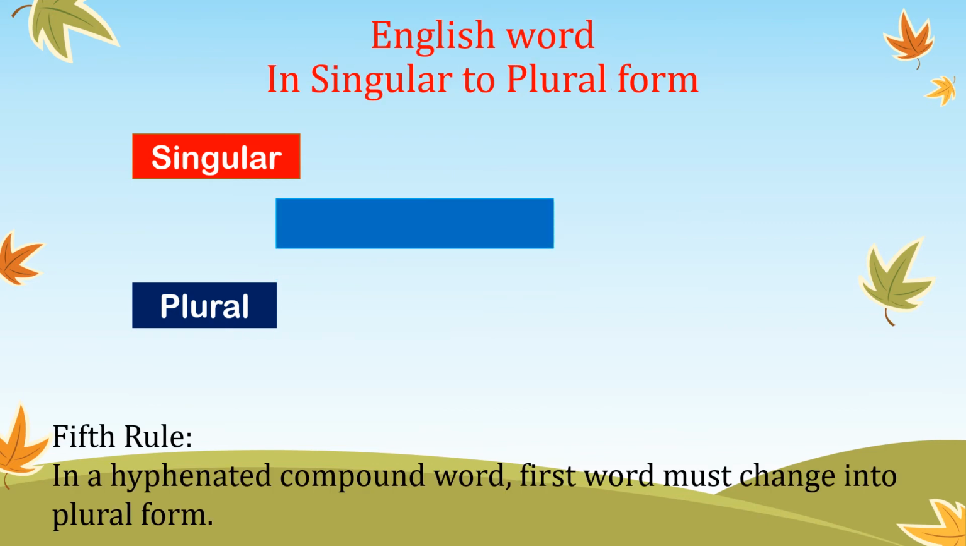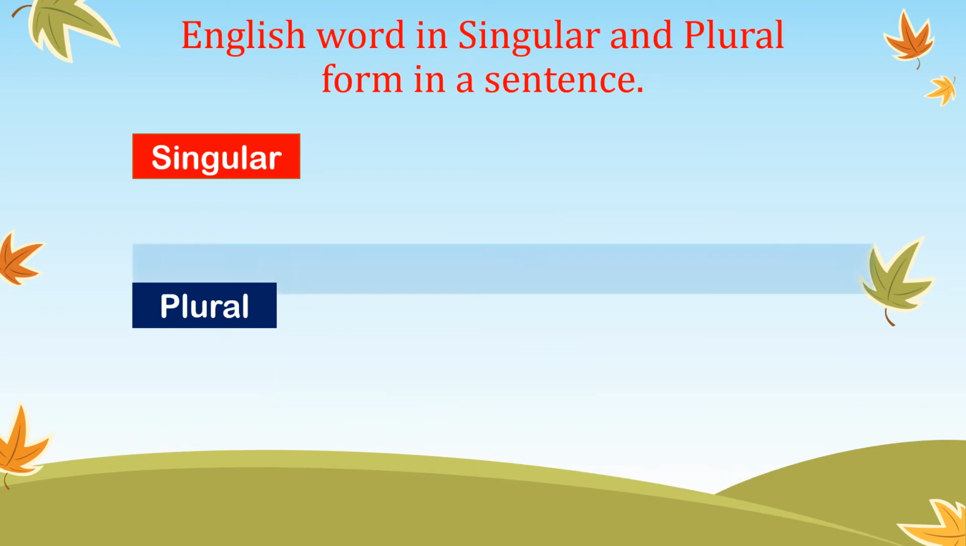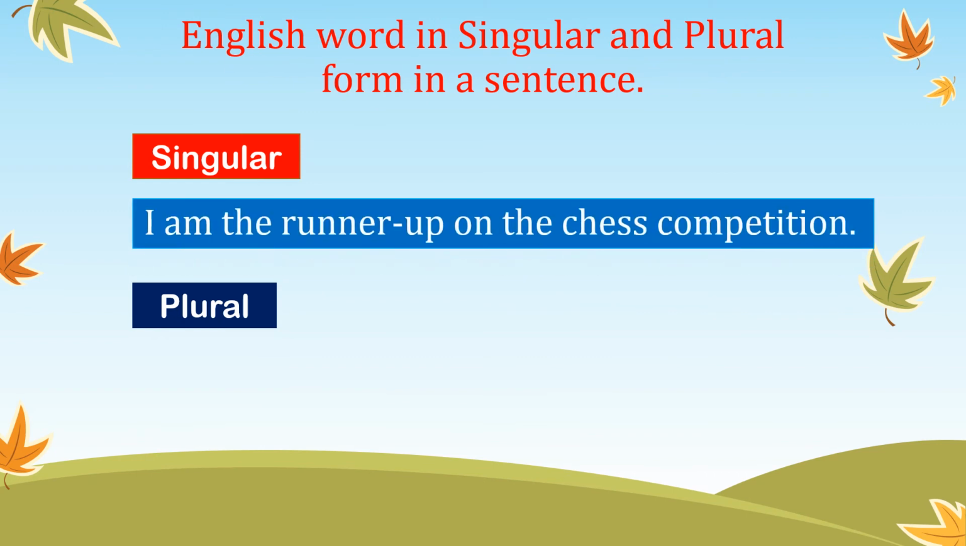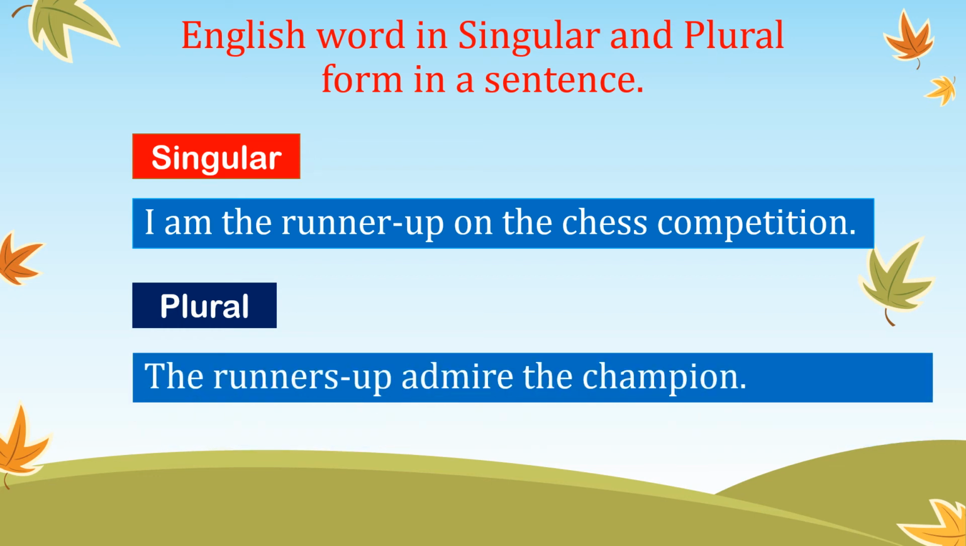Next example for the fifth rule. Runner-up. For plural, runners-up. Now let's continue by making it into a sentence. I am the runner-up in the chess competition. Now let's make runner-up into plural. The runners-up admire the champion.